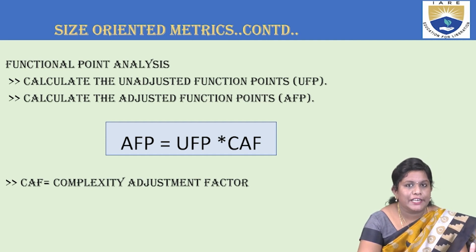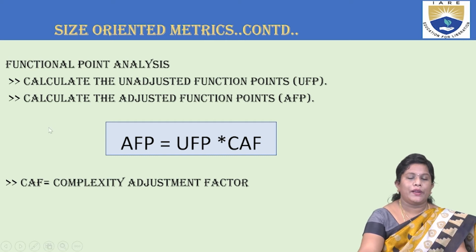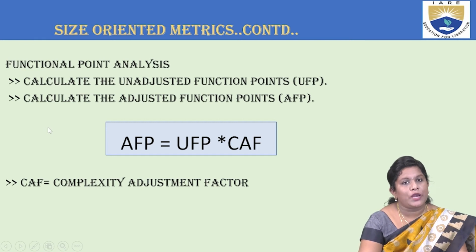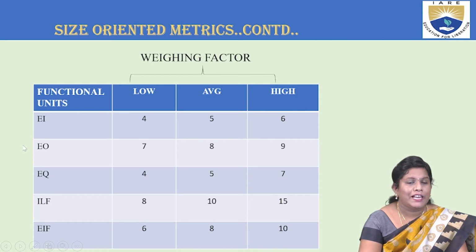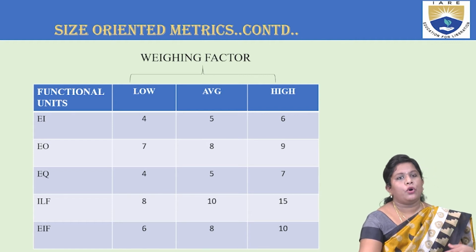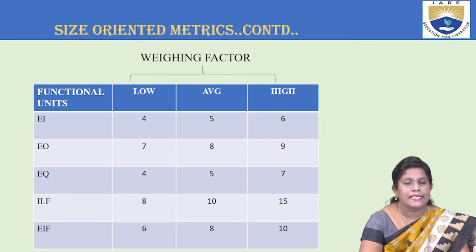Okay. So to calculate FPA, firstly you need to calculate the unadjusted functional points. Then you are supposed to calculate adjusted functional points. And then you also have to know the value of CAF, that stands for complexity adjustment factor. Looking at the table being shown, the values in this table can be changed according to the problem or program or any kind of thing. So it is just an assumption of taking the functional units and their weighting factors. Their weighting factors are broadly categorized into low level, average and high level.